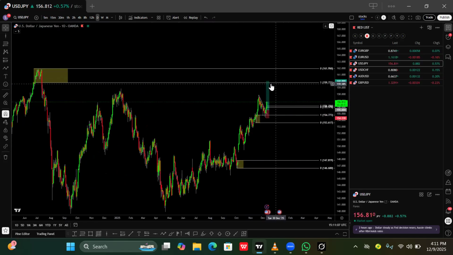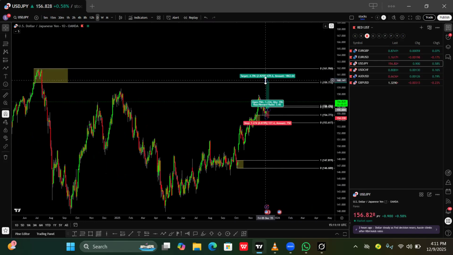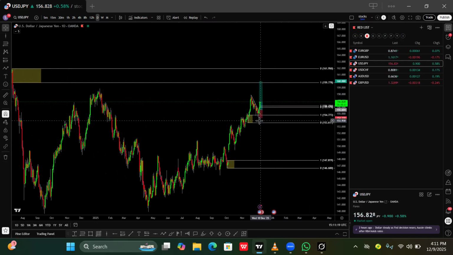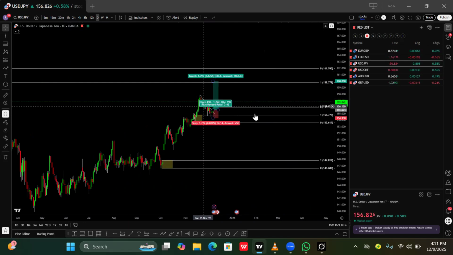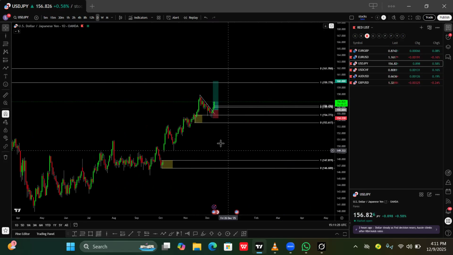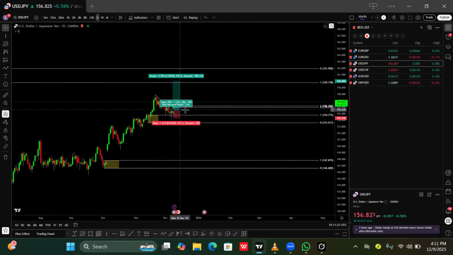And that's why my take profit is exactly at 160 or even 159. I might choose to take my 160. I think we might get to 160. Then if the dollar continues to strengthen against the yen, I think the Bank of Japan is going to do something about it. So that's just it for this one. Which other one?